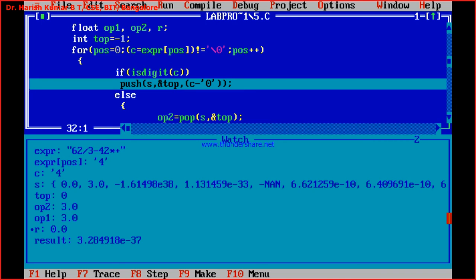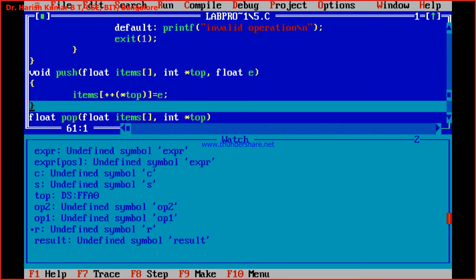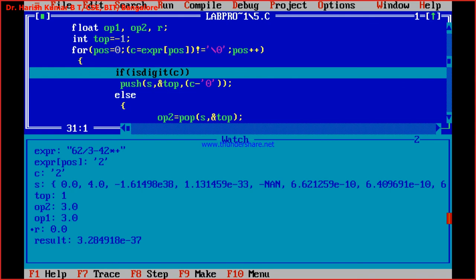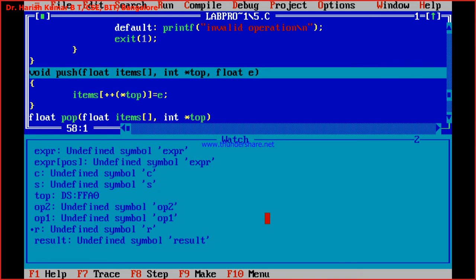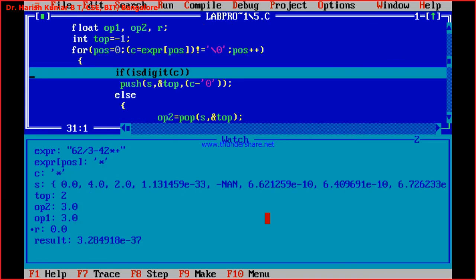Is 4 a digit? Yes. Now 52 minus 48, so 4.0 gets pushed onto the stack. See, 4.0 is pushed onto the stack. Next symbol that you are scanning is 2. 2 is also a digit. Now it is 50 minus 48. 2.0 gets pushed onto the stack. So 2.0 got pushed onto the stack.